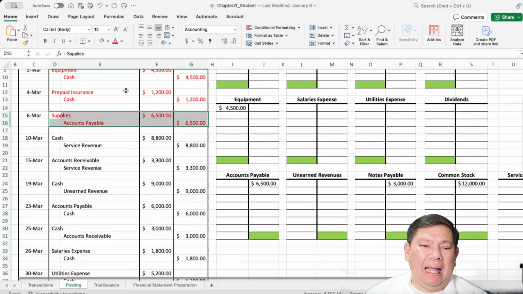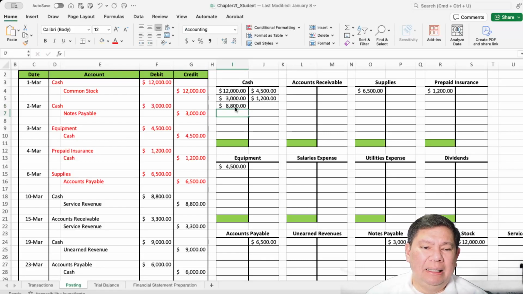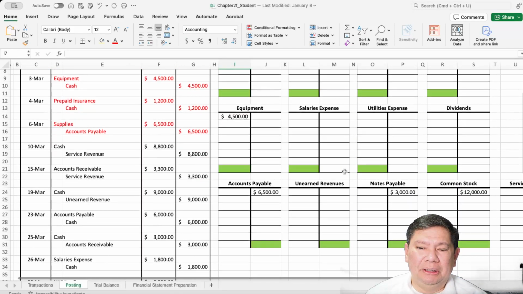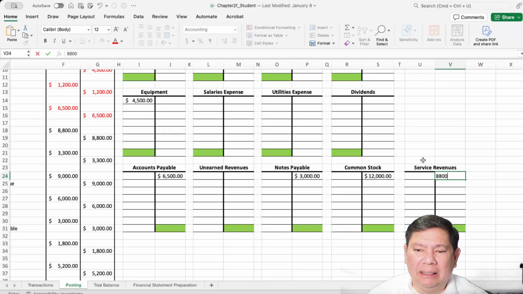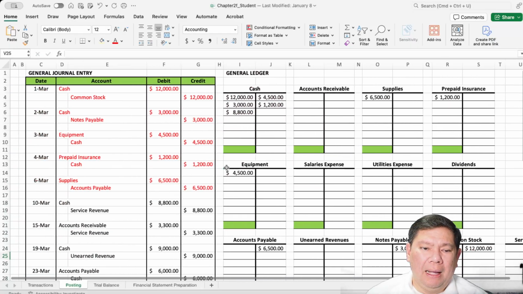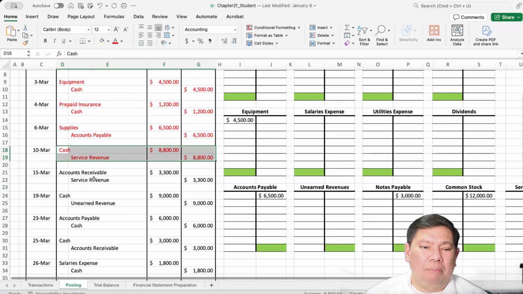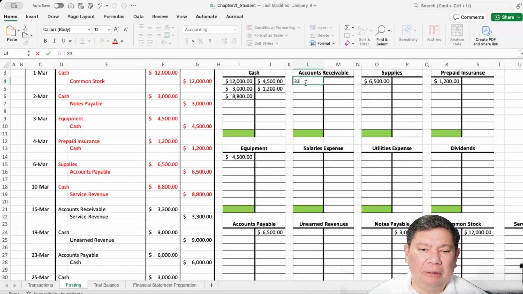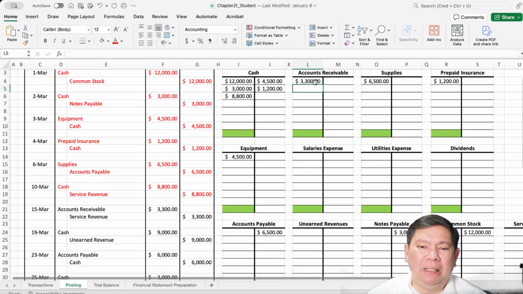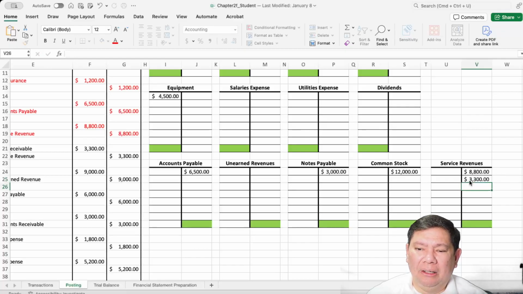Okay. And then cash, 8,800 debit. Service revenues. Here is service revenue, 8,800 credit. Okay, so we're good with that. Okay. March 15, accounts receivable, 3,300. 3,300 accounts receivables on debit. Service revenue, 3,300 on credit.